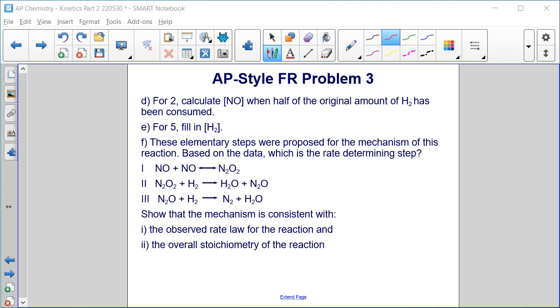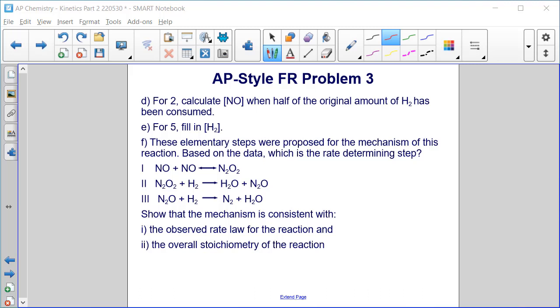Part F, these elementary steps were proposed for the mechanism of this reaction. Based on the data, which is the rate determining step? We have 3 steps there. Show that the mechanism is consistent with part 1, the observed rate law for the reaction, and 2, the overall stoichiometry of the reaction.